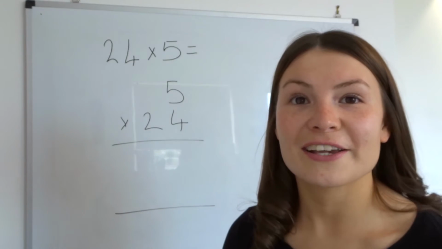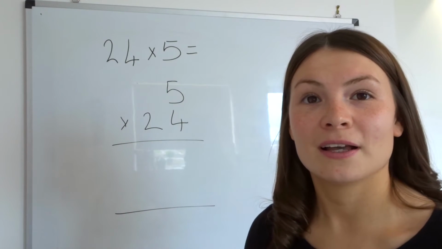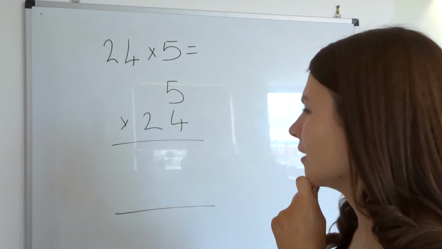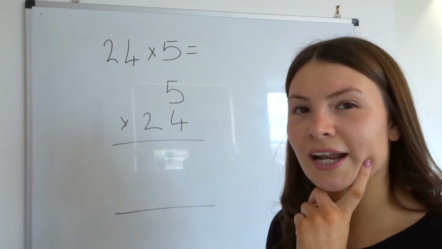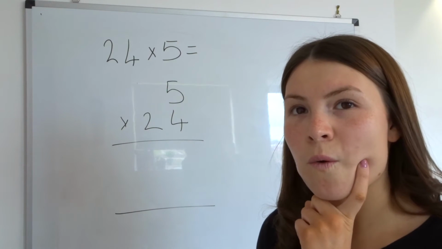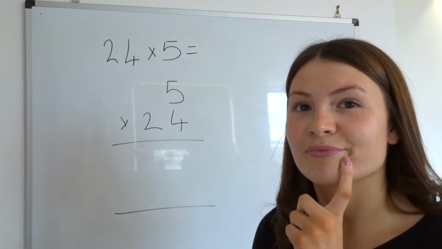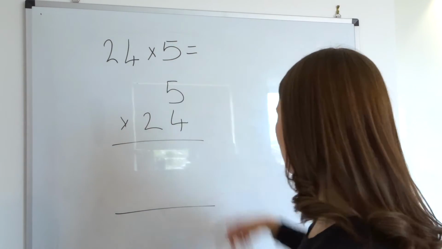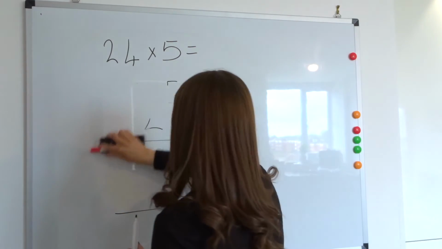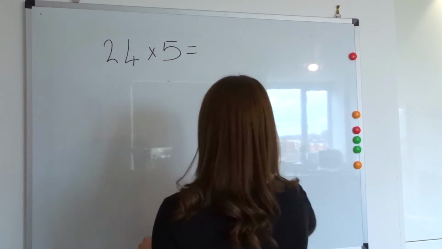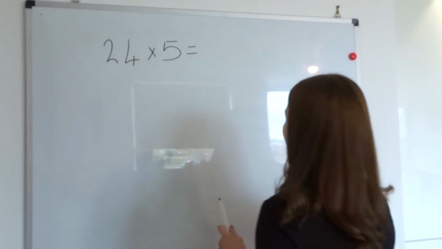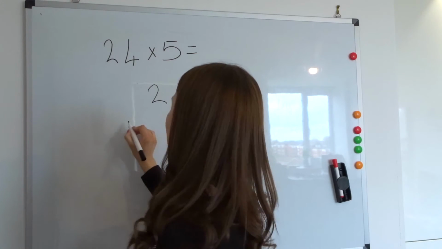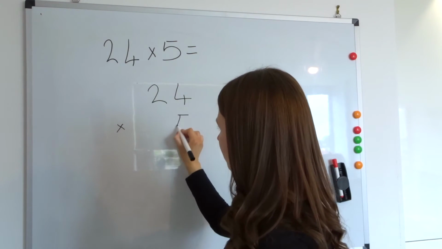24 times 5. Okay, so I've written this one out on the board. Have I done it correctly though? Looks a bit odd to me. Can anyone tell me what I've done wrong? Yeah, that's right. I've not put the big number on the top, have I? I've got the two numbers the wrong way round. So I'm going to rub that out and I'm going to write it again. So big number on the top, 24 times 5.